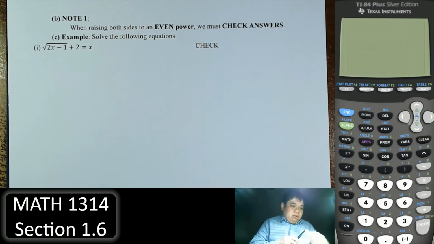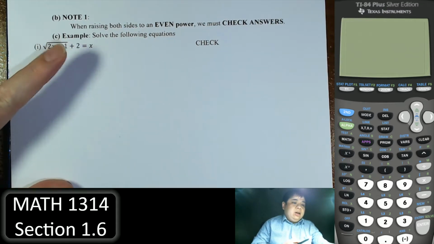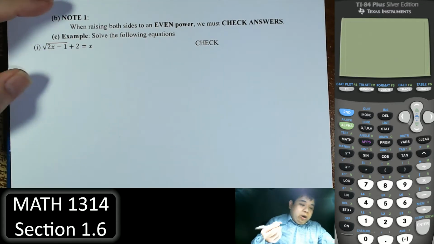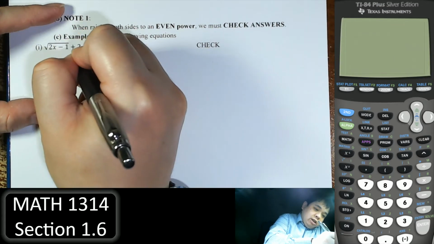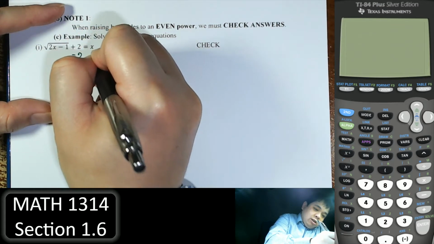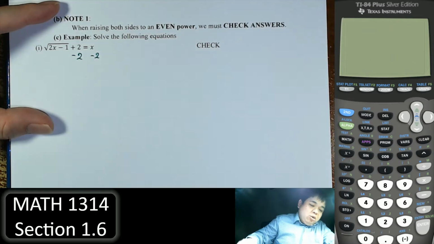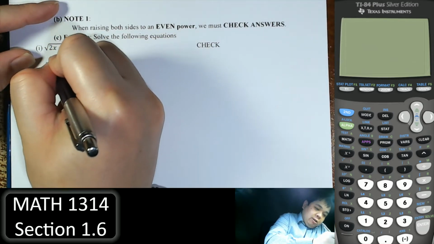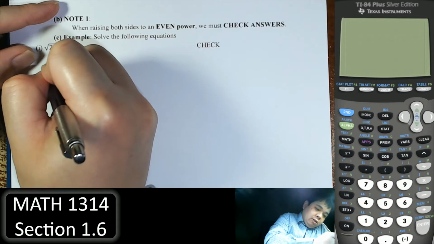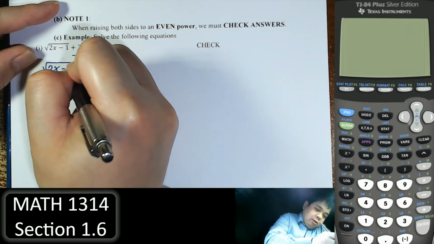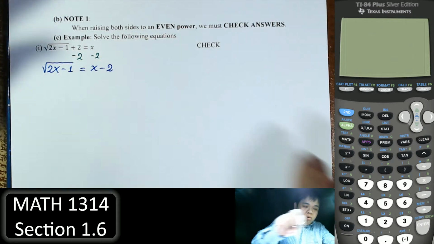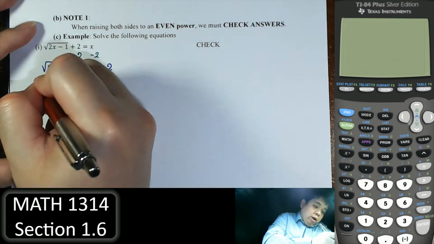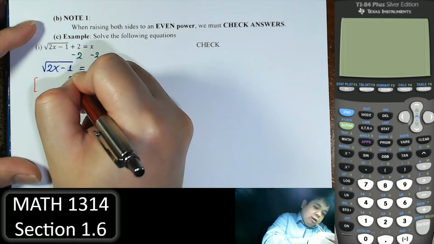Right, so when we have the square root, I will try to get rid of it. But in order to get rid of it, we just isolate the square root. So I subtract 2 on both sides. Isolate the square root first. And then we will try to get rid of it. So to get rid of it, we will square both sides.